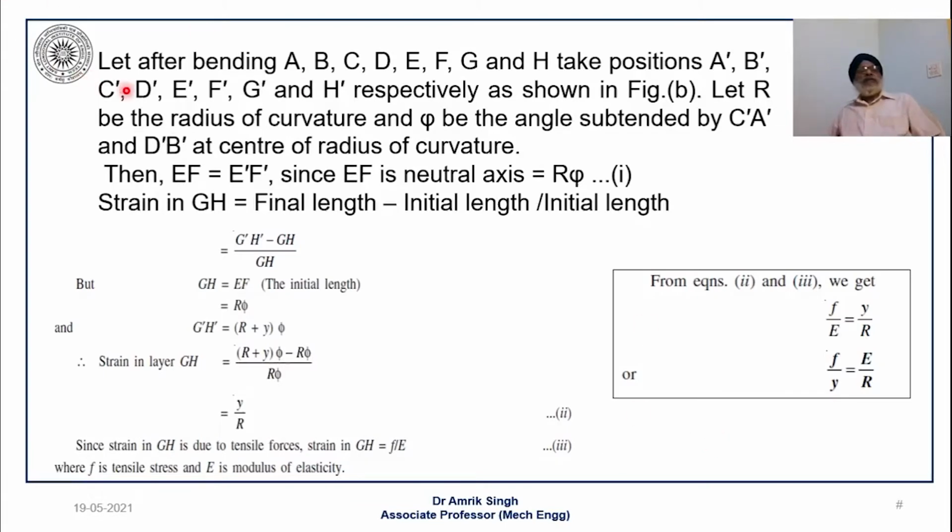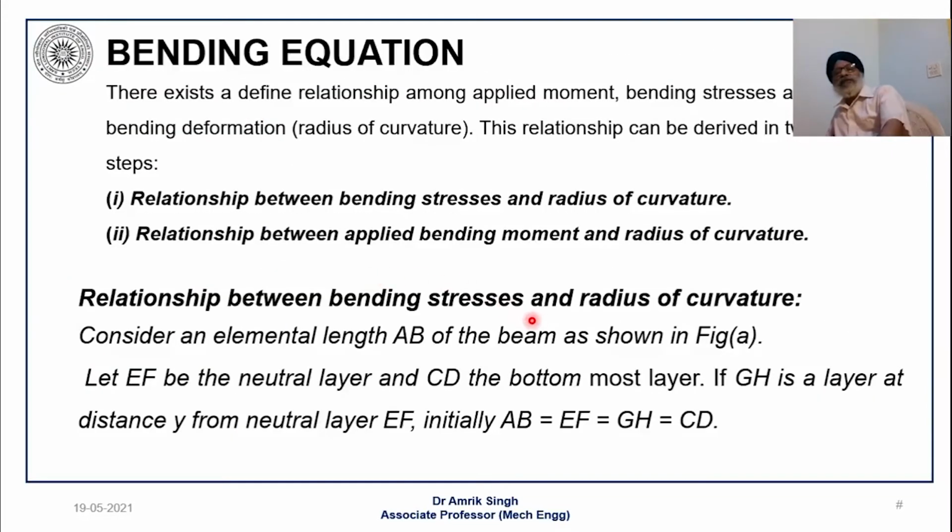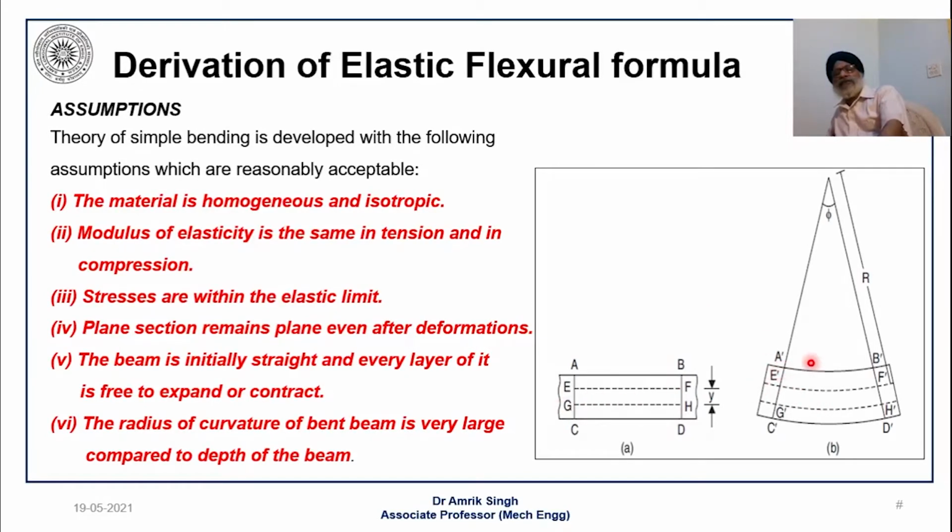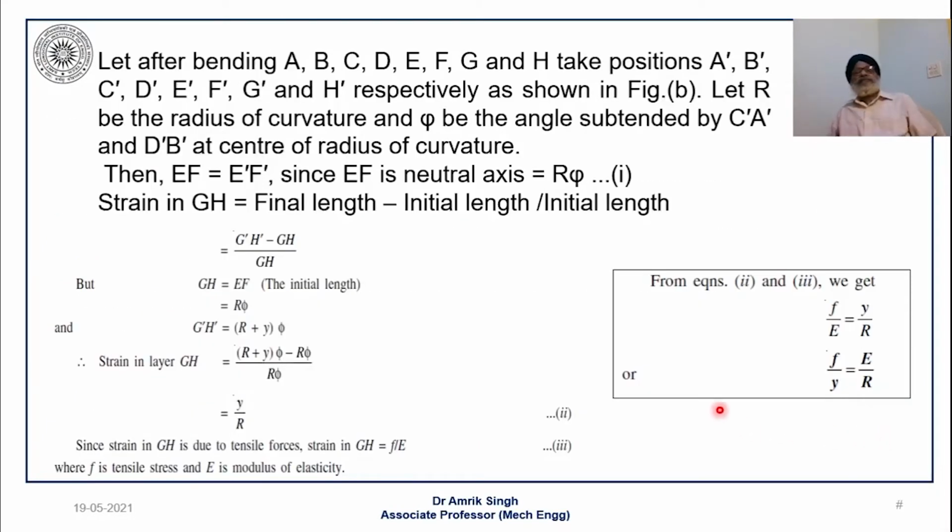Now after the bending, A, B, C, D, E, F, G and H take the new positions A dash, B dash, C dash, D dash, E dash, F dash, G dash and H dash as shown in figure B. Here you see A has shifted to A dash, B to B dash, E to E dash, F to F dash, G to G dash, H to H dash, C to C dash and D to D dash. Here we know that R is the radius of curvature and phi is the angle subtended by C dash A dash and D dash B dash at the center of the radius of curvature.